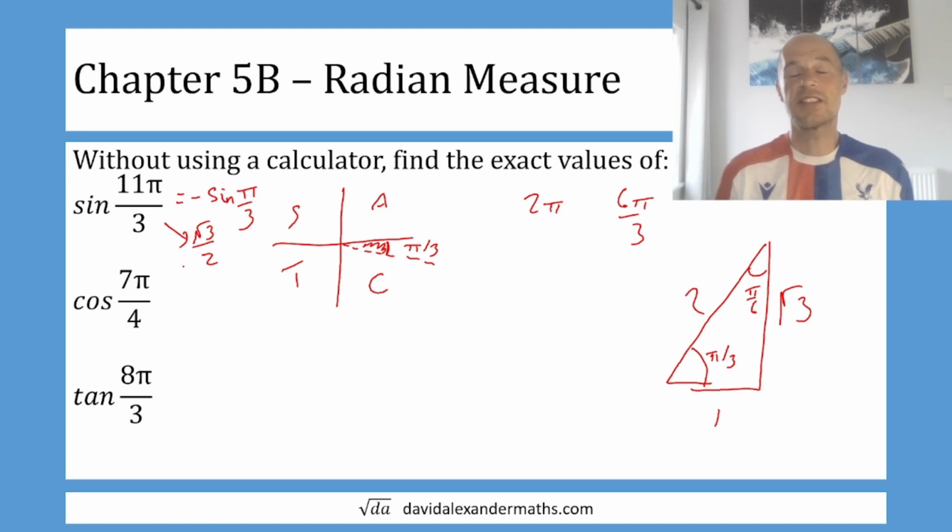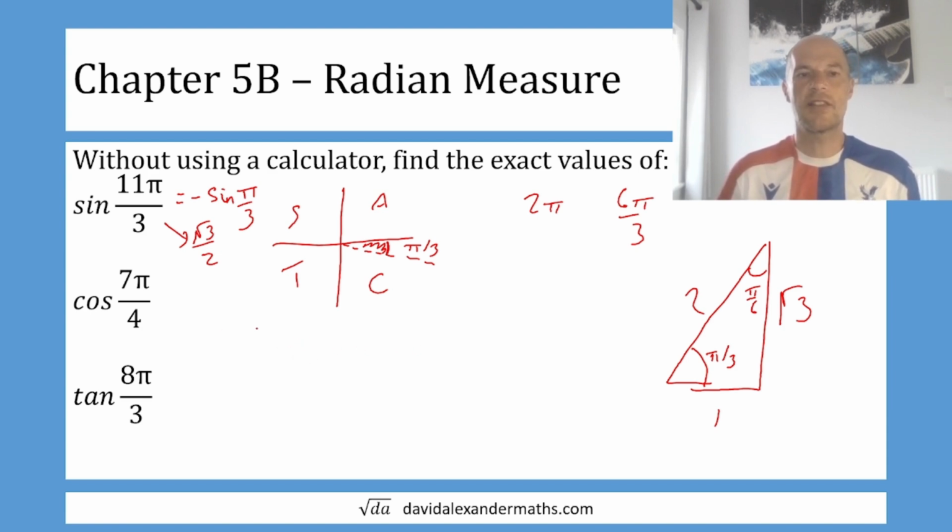Let's face it, in reality, what are you going to do? You're just going to type into your calculator the sine of 11 pi over 3 and your calculator will say root 3 over 2 without using the CAST diagram stuff, and that is absolutely fine. So this is my way of saying perhaps 5b you can kind of skip out a little bit.